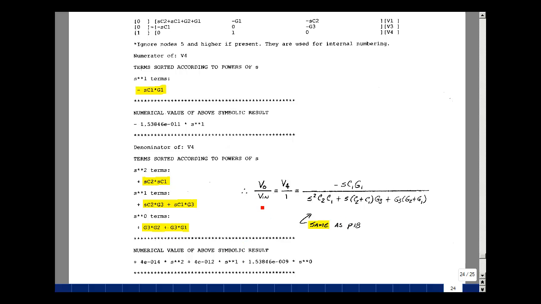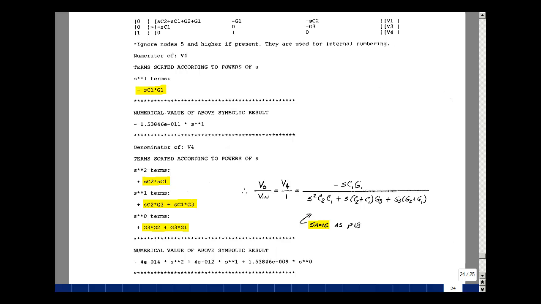So Vout over Vin is going to be equal to V4 divided by 1 volt. And that's going to be our numerator, which is SC1 G1. And then for my denominator, I've got an S squared C2 C1. And then I have S G3 times C2 plus C1. And then lastly, I have G3 common, and I have a G2 plus G1 times that. And this is the same equation we had on page 18. So Symbolic SPICE works with conductances and admittances and creates strings of combinations.